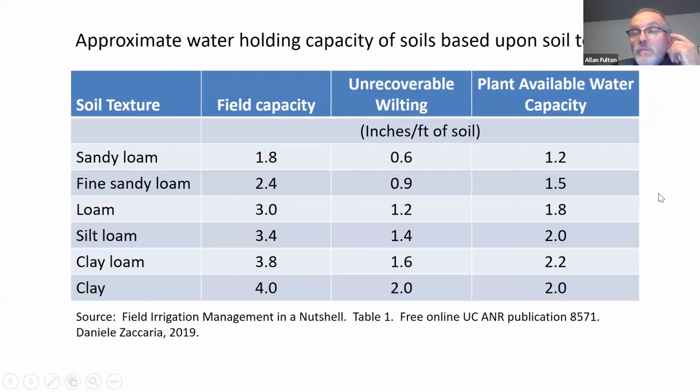We offer just some generic tables to help you pick that value. This is the citation here. You can find this online by Googling this title and the source. Here you can see that your sandy soils, fine sandy loams, have the lower plant available water, and your mid-range soils have higher plant available water. When you get to very high clay content, the plant available water actually declines just a little bit.